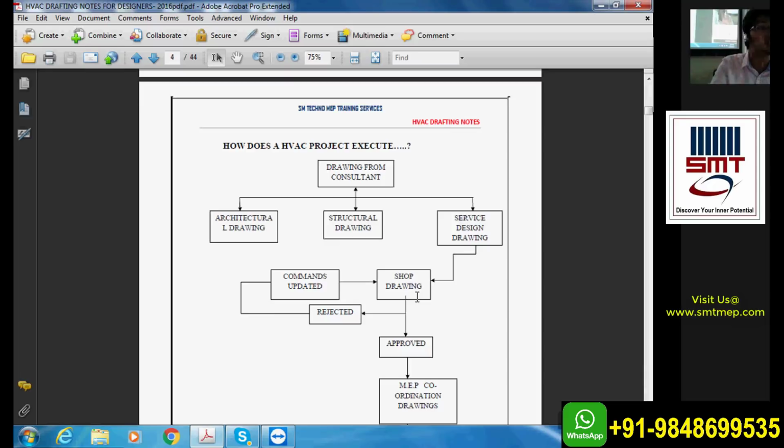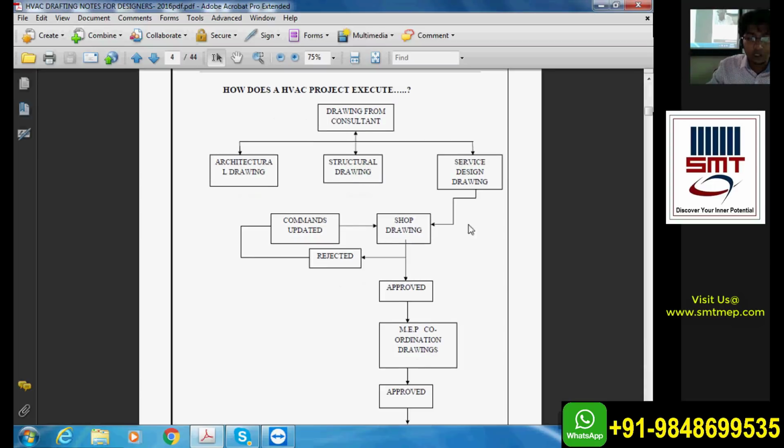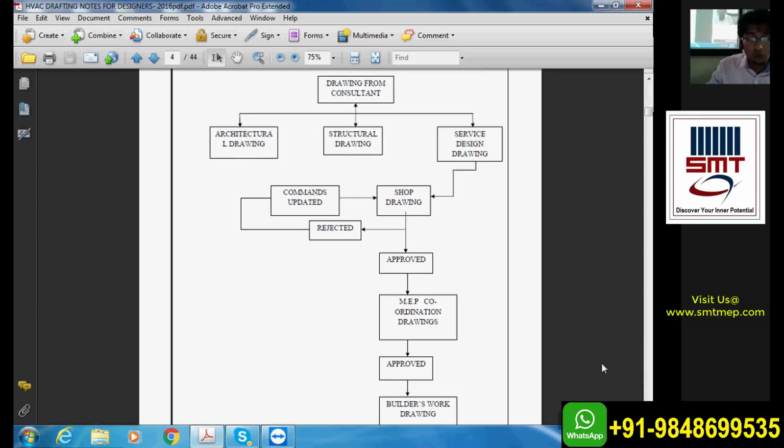So every service is independently going to create a shop drawing. That shop drawing, if it is rejected, it is going to be updated again. Means there is some fault in that. It has to be remodified. It's not approved by your seniors. If it is approved, that particular one service design drawing goes to the next, secondary or higher department, which is called the MEP coordination drawing.